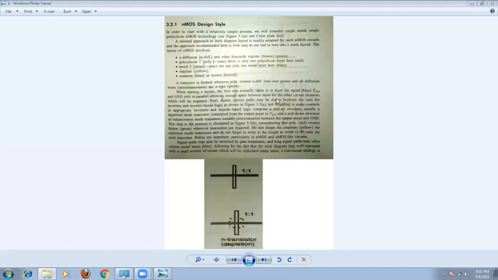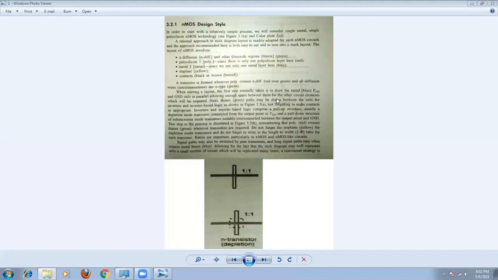Similarly, we have the CMOS design style. That means how to draw the stick diagram in the CMOS design style. Okay, once you know the procedure here, you can easily draw the stick diagram. Okay, so let us assume that this is the NMOS design style.